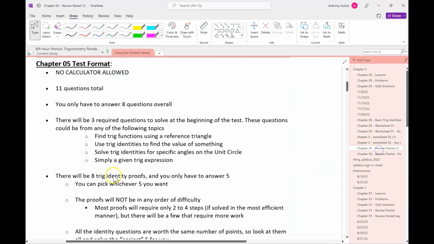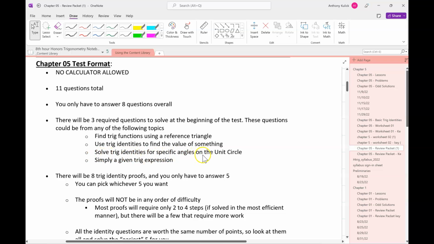So you can use reference triangles, you don't have to use the identities? That's what the direction says, using a reference triangle. Okay. The next one says use identities to find the value of something. That's the same problem, just with an identity rather than a reference triangle. So it's the same question, just how you're doing it.